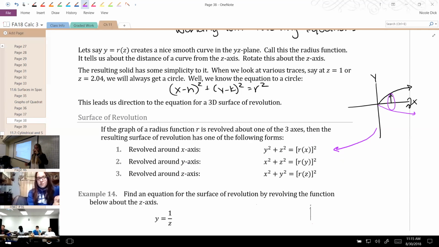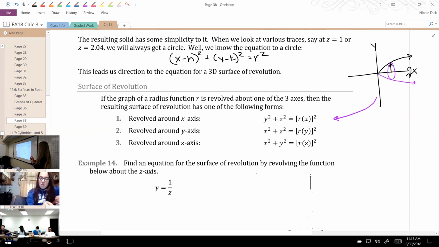Yeah. So when we're writing an equation for a surface of revolution, really the only things we have to know is what axis we rotated it around, to know which of these three cases we'll work with. And then we have to know what's called the generating function. Okay, so this part here, that is the generating function.